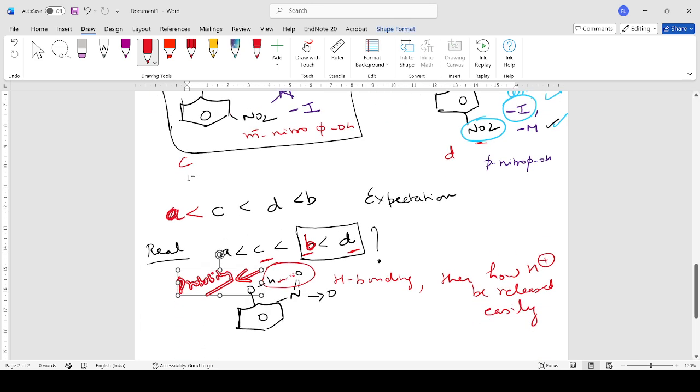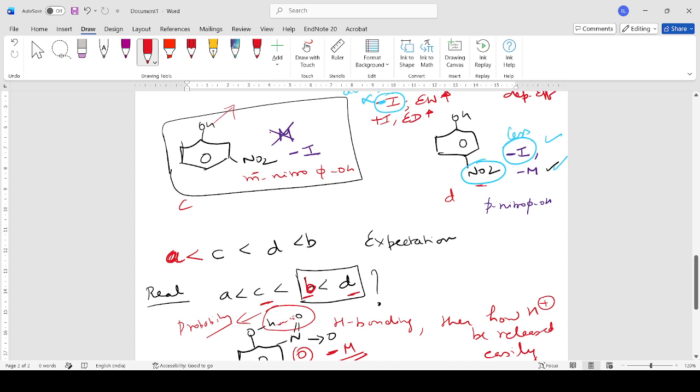Also, this is at the ortho position. At the ortho position, I can experience a minus M effect here. But here in C, there is no minus M effect at all. Only the minus I effect is there. That's the reason why C is less acidic than D. So this is your real trend. Is it understood for both of you?